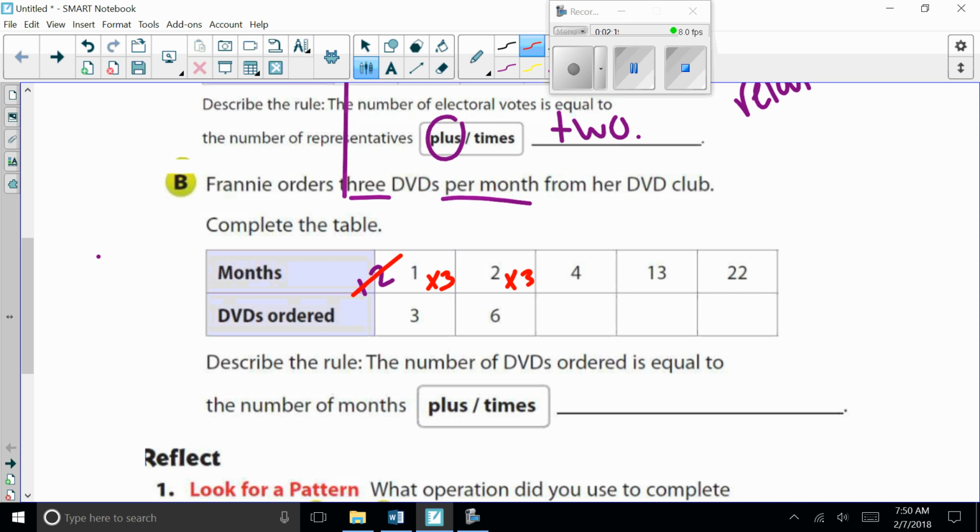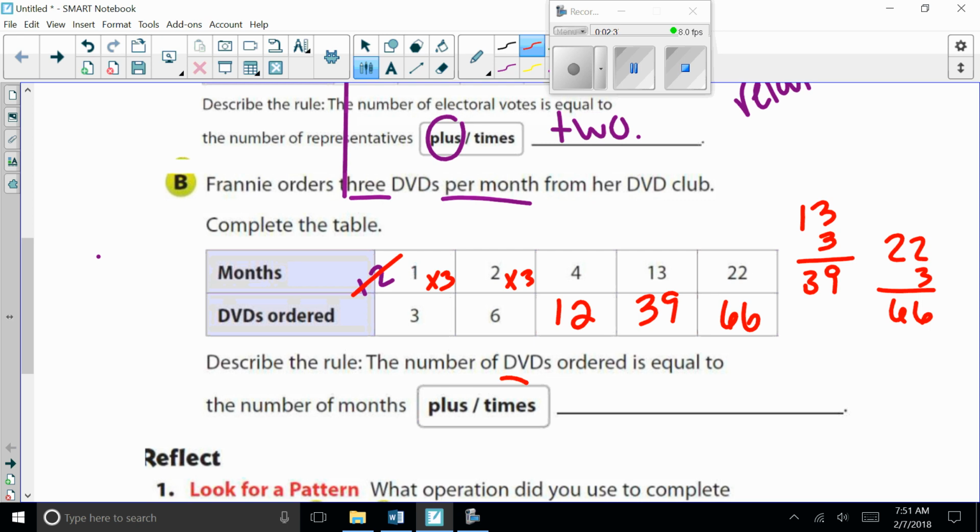So if we come back and finish our table, 4 times 3 is 12. We do 13 times 3. You get 39, and 22 times 3, and you get 66. So the rule is the number of DVDs ordered is equal to the number of months times 3. Each time we multiply times 3. So because up here we multiplied by 3, this is a multiplicative relationship.